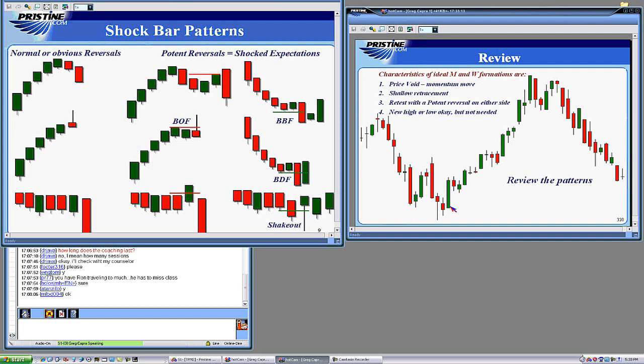Look for potent reversals on one side or the other. We look for breakout failures. Here, breakout and a failure. Or sometimes breakdown failures. We look for pivot lows to form that have established support, or pivot highs to form that establish resistance, that then get retested, and we see confirmation, in this case that sellers step up again, over here where buyers step up.